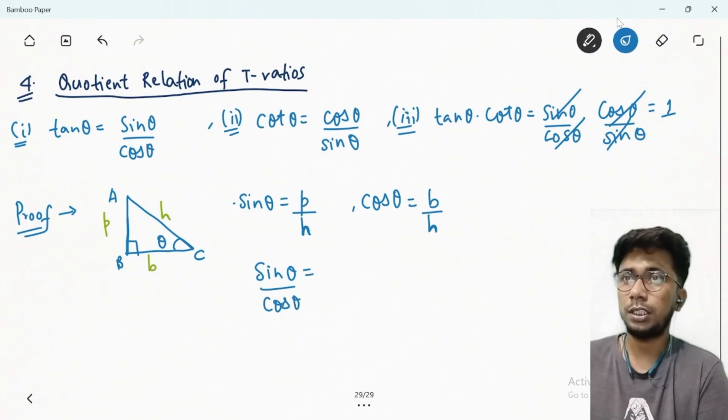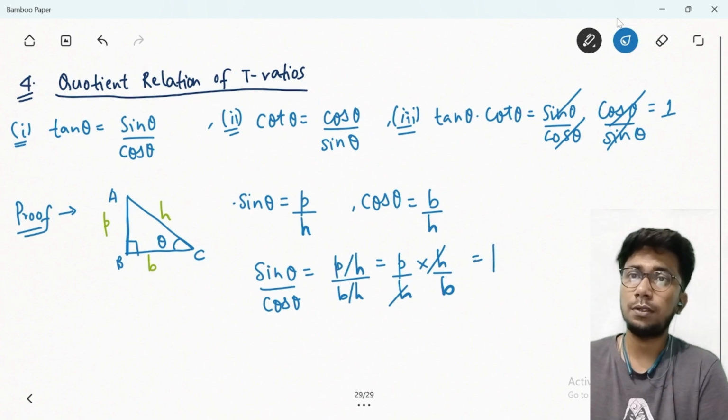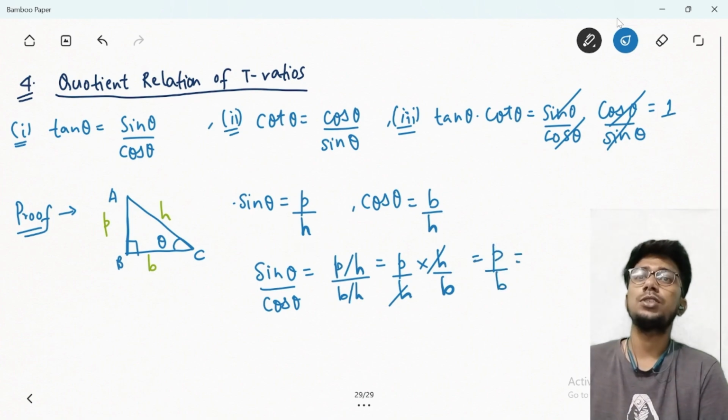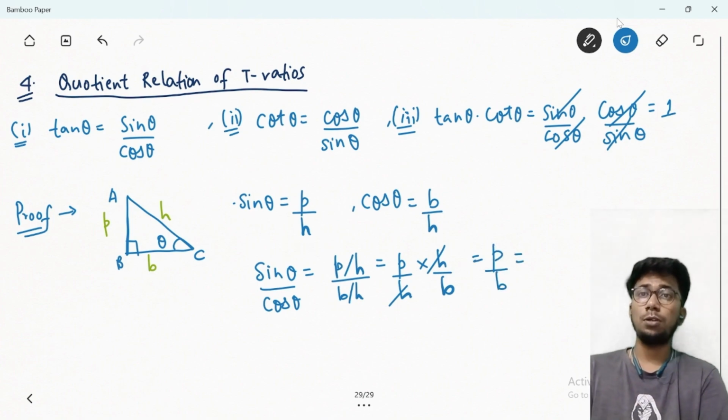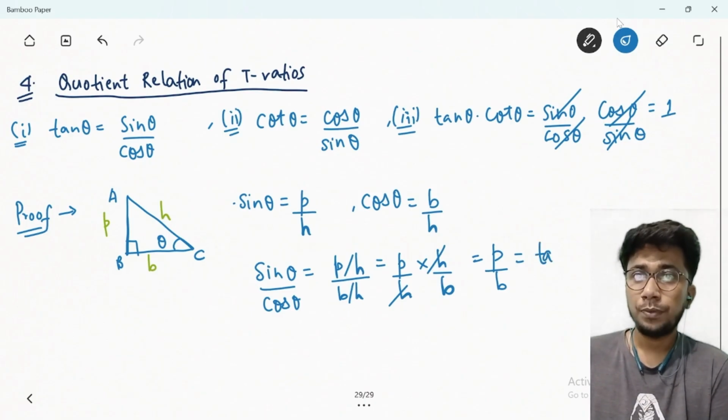Sin theta upon cos theta is perpendicular upon hypotenuse by base upon hypotenuse. That is nothing but P upon H into H upon B. This will get cancelled out and we will be left with P upon B. And हम जानते हैं किसी भी triangle में P upon B हमें क्या देती है? This is equal to nothing but tan theta.